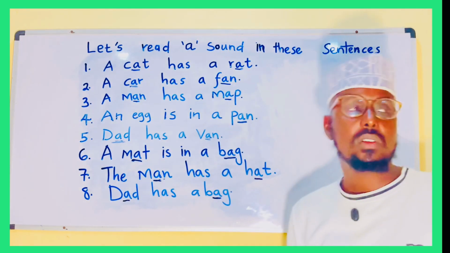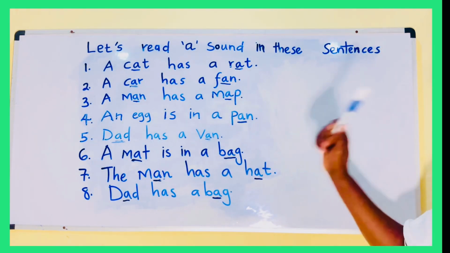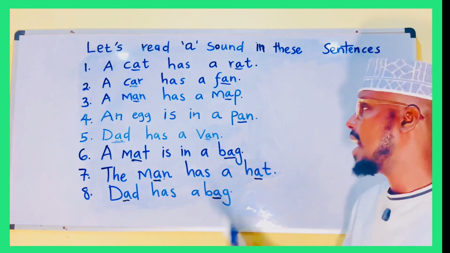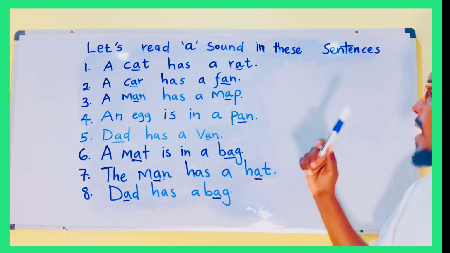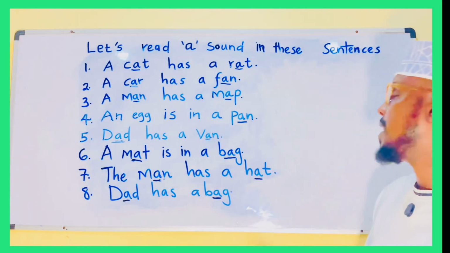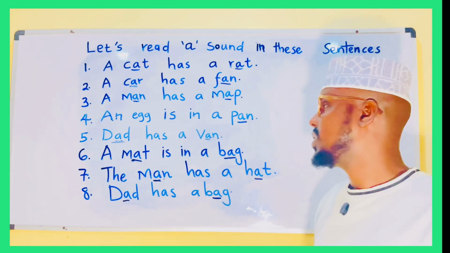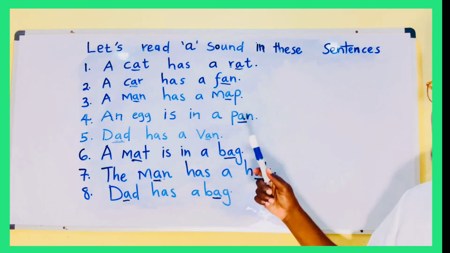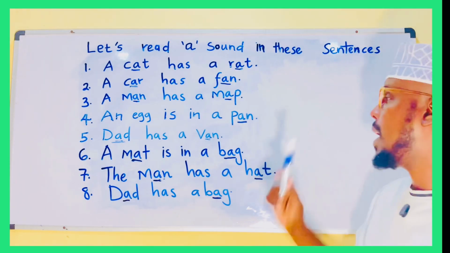So we want to read once. Let's start with number 1. A cat has a rat. 2. A car has a fan. 3. A man has a map.